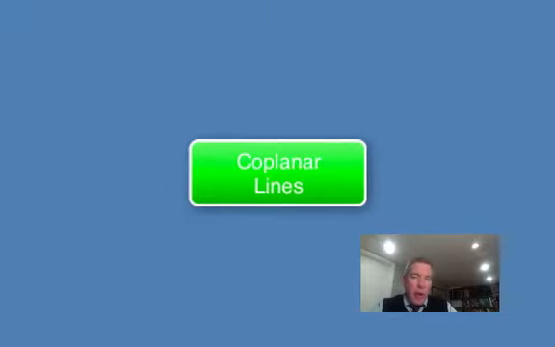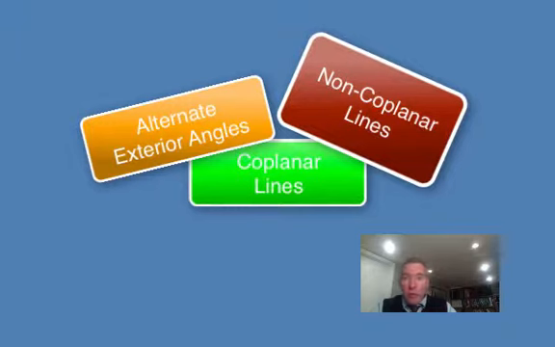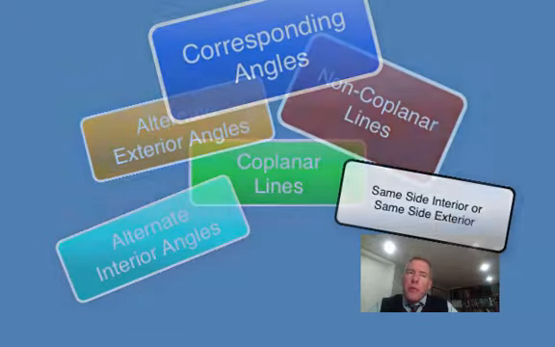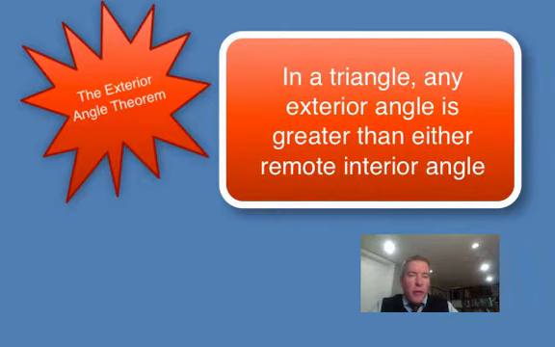We watched the video on section 4.5 and 5.2 and it gave us a lot of vocabulary. So we learned all about lines and coplanar lines and non-coplanar lines and different angles like alternate exterior, alternate interior, corresponding, same side, a ton of vocabulary. And then we learned about something called the exterior angle theorem. How in a triangle, if you extend one side, you make an exterior angle. That angle is going to be larger than either one of the two interior angles.